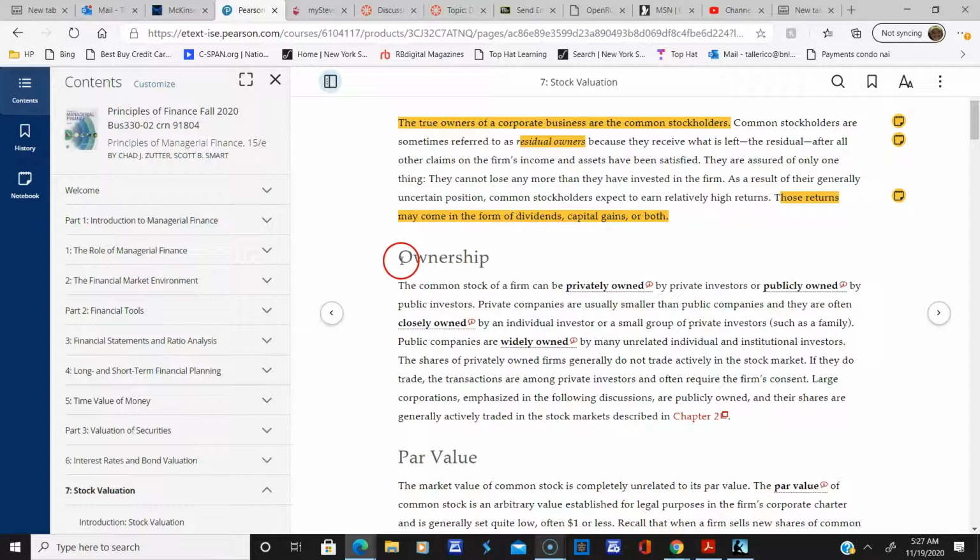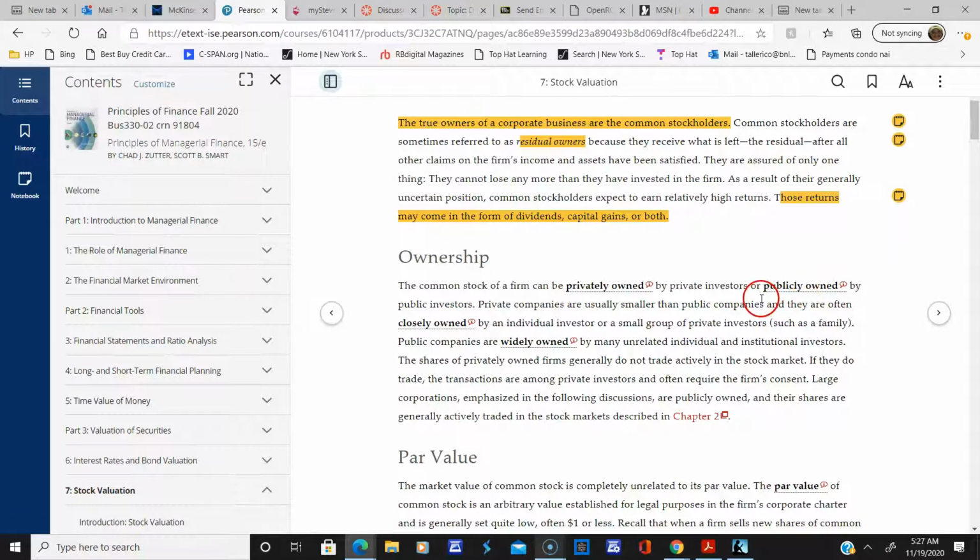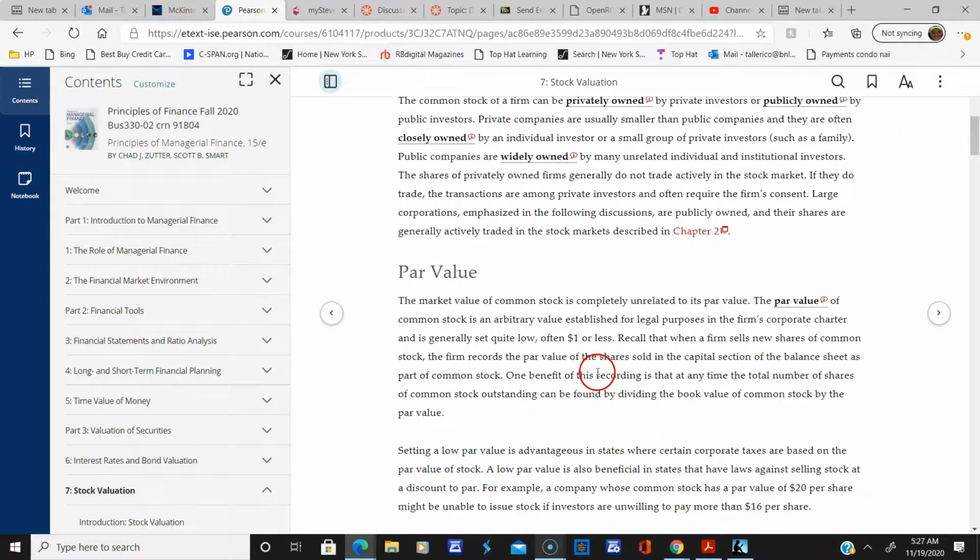All right, so there's different forms of ownership with stock, right? So most likely your stock is publicly owned. The common stock of a firm is owned by public investors, and that's what most of us all know, right? So it's public.